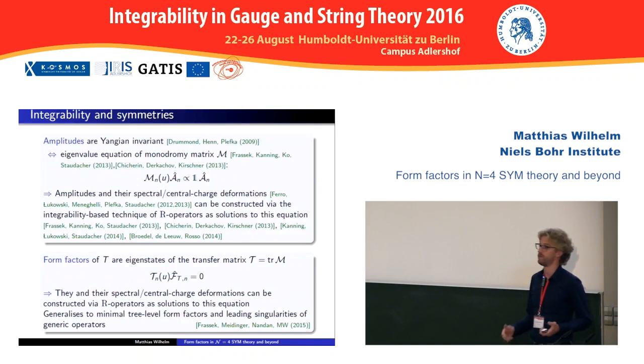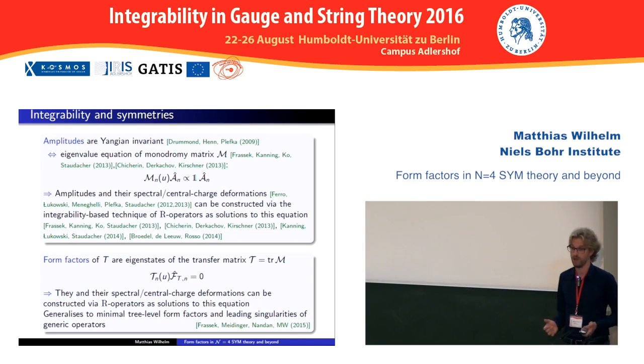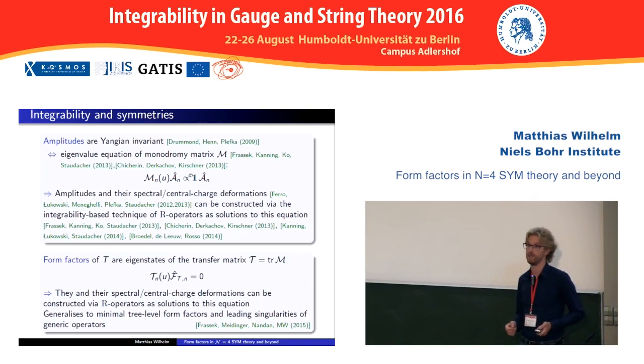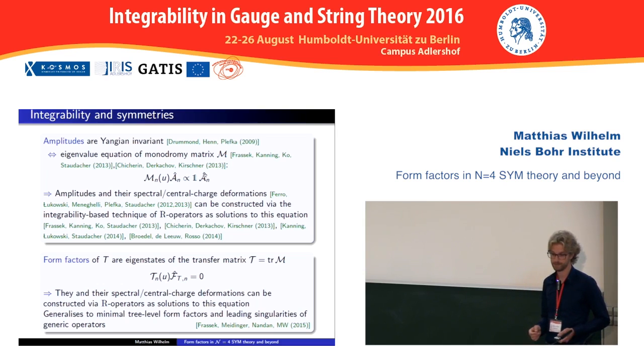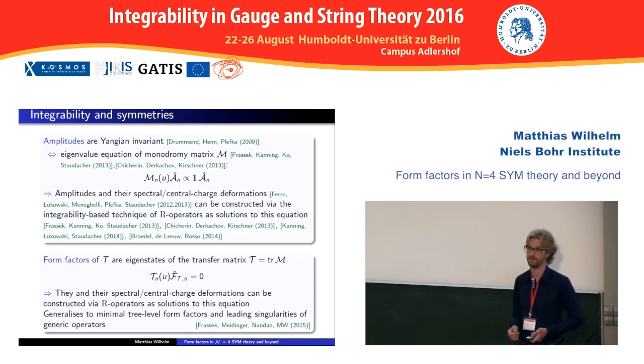A further interesting question to answer for form factors concerns their symmetry. As I guess all of you know by now, amplitudes are Yangian invariant. This can be rephrased in terms of an eigenvalue equation for the monodromy matrix M. This means M acting on the amplitude is proportional to the identity matrix acting on the amplitude. Thus, form factors and their spectral or central charge deformations can be found as solutions to this eigenvalue equation via the integrability-based technique of R operators.